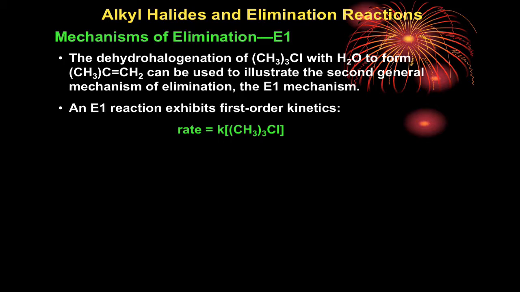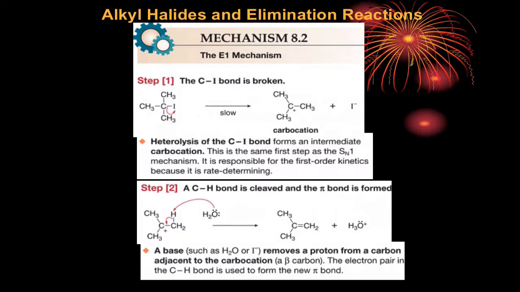We know that the reaction kinetics are going to be first order. It's going to be dependent only on the concentration of the alkyl halide. Water is not a good base, right? How many steps is this going to have? It's going to have two. It's going to form a carbocation. The first step in both an E1 and SN1 reaction is identical. It's absolutely identical. Okay? The leaving group leaves, and you end up with a carbocation.